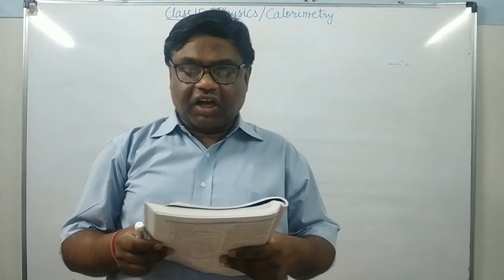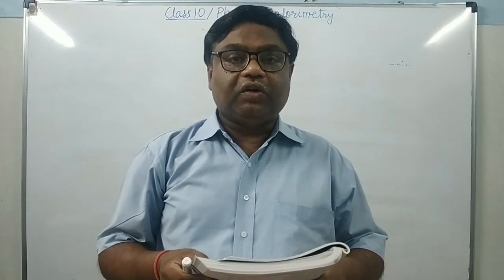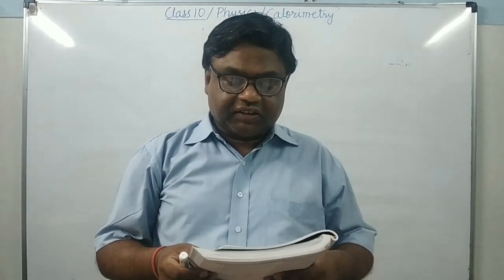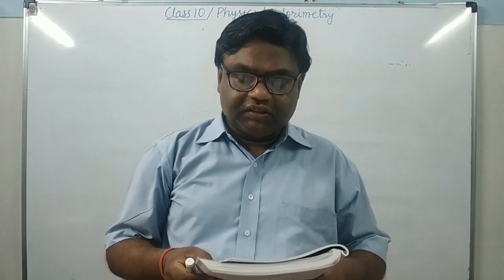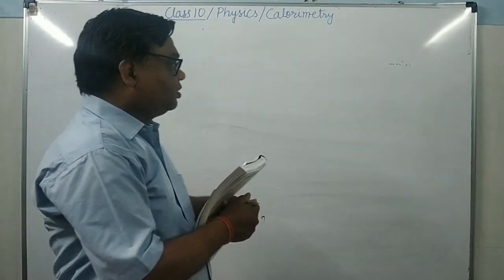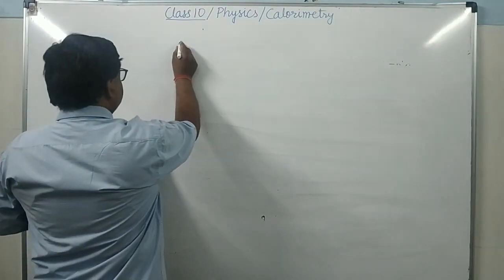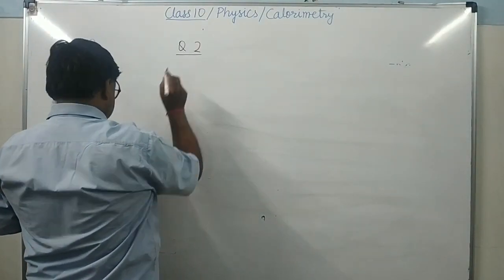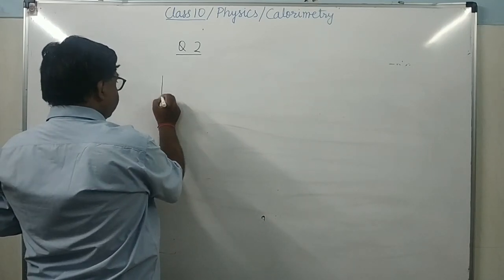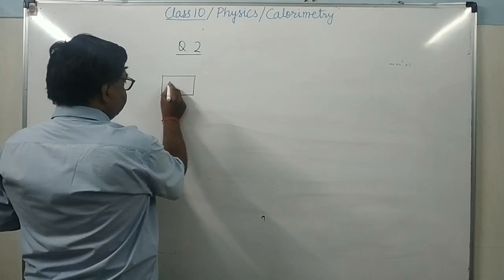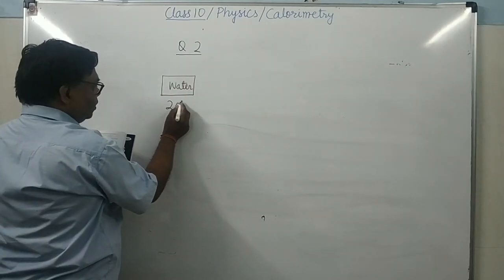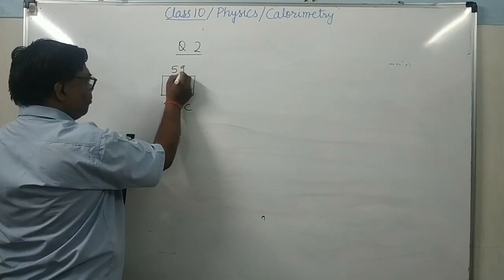Take SHC of water 4.2 joule per gram per Kelvin and SLH of fusion of ice 336 joule per gram. Which means here you can see it is changing from where to where? 5 gram of water at 20 degrees Celsius. This water at 20 degrees Celsius, mass is given 5 gram.